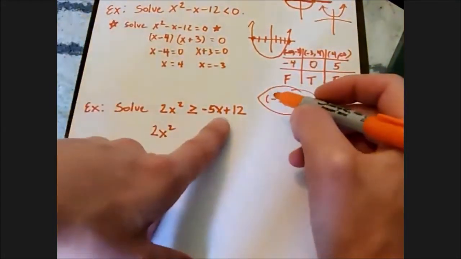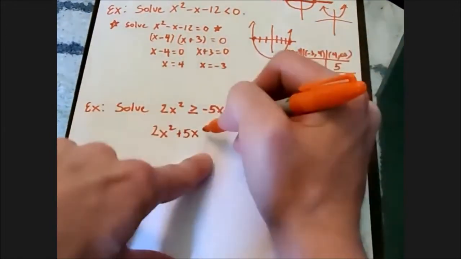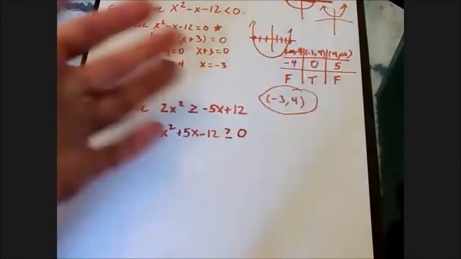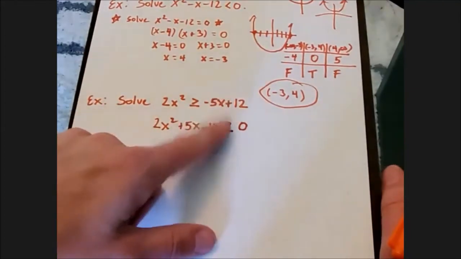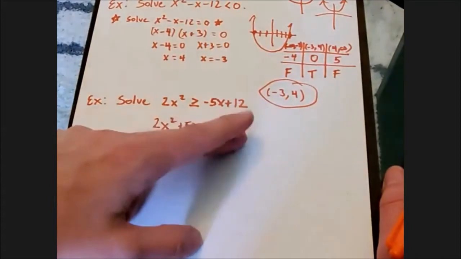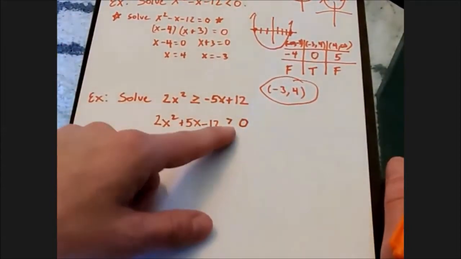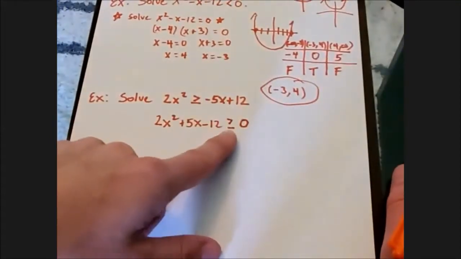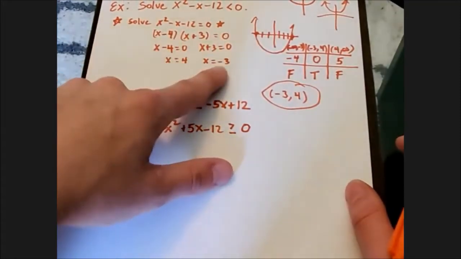So I'm going to move this stuff. I'm going to add the 5x over to the left, and then I'm going to subtract the 12 over there as well. So now this parabola is greater than or equal to 0. When you do inequalities, you want a 0 there. When you're solving, most of the time you want a 0 there, just to be completely upfront with you. At this point, you're going to pretend for a moment that that's an equal sign. And just like we did up here, you're going to find your two solutions.